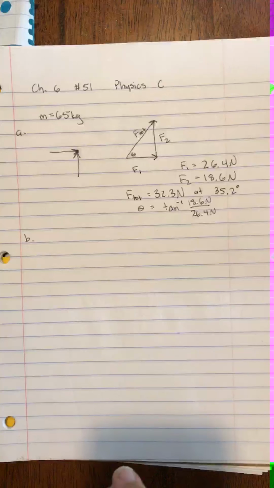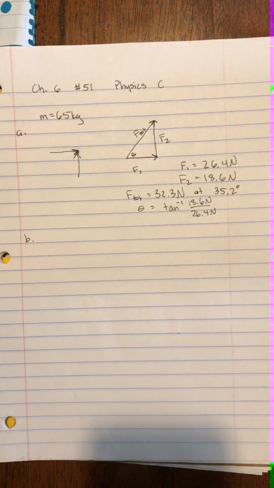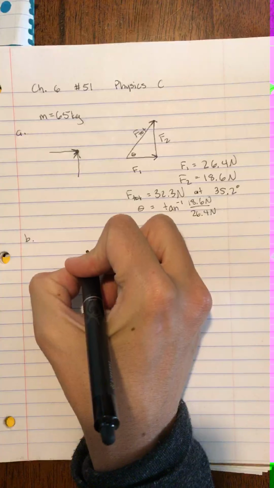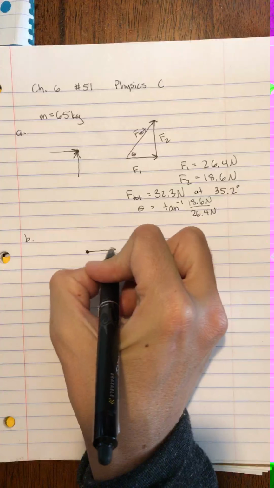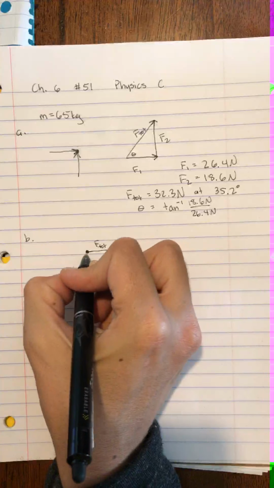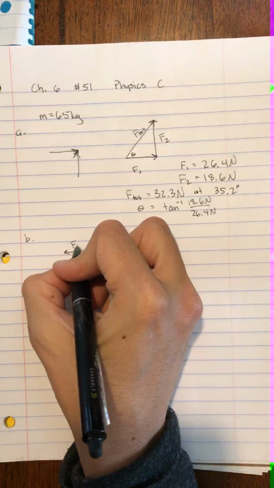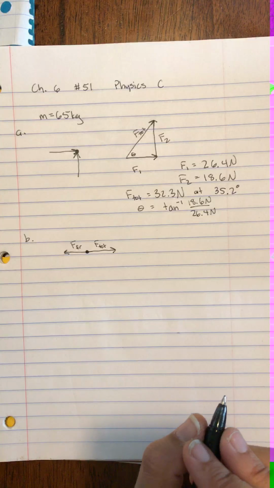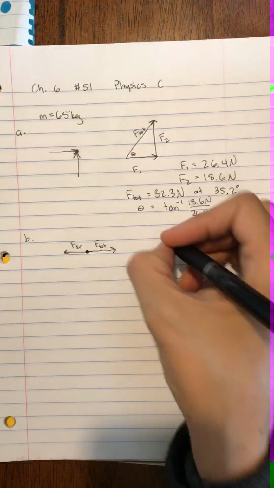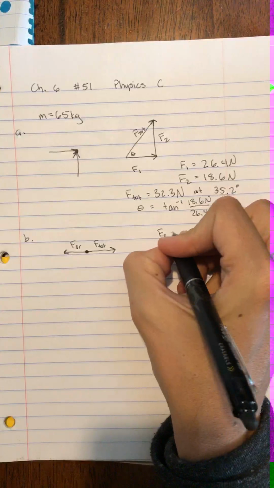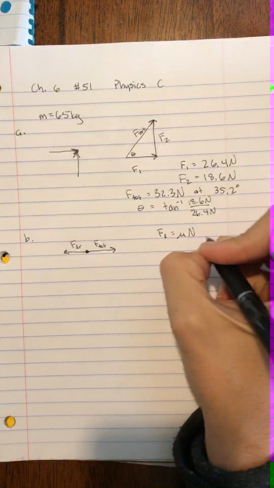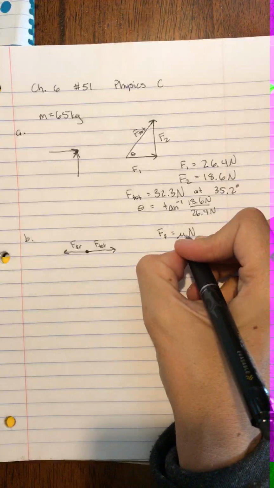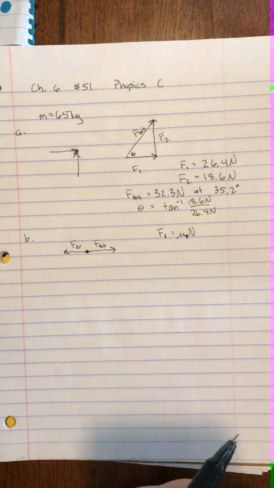For part B, it says, what is her initial velocity if she's initially stationary and wearing steel-bladed skates that point in the direction of F total? So now we can draw a free body diagram on her, and we can say that F total is going this way. And we know that there's going to be friction going this way. And we need to figure out what her acceleration is. So we know that the force of friction is going to be mu times the normal force. And since she's not moving, it's going to be the coefficient of static friction.